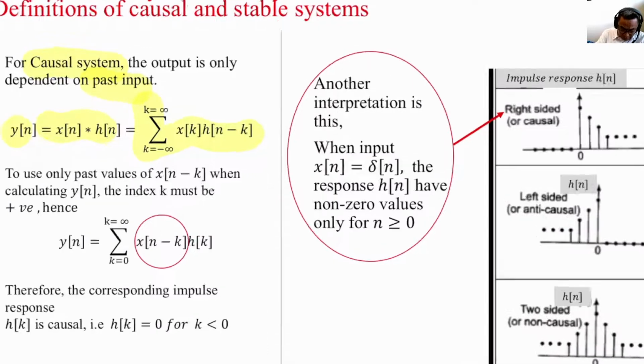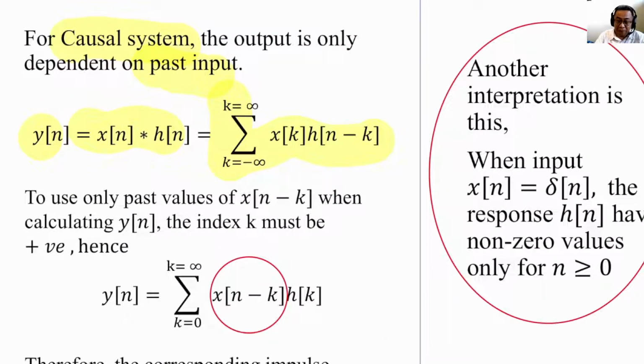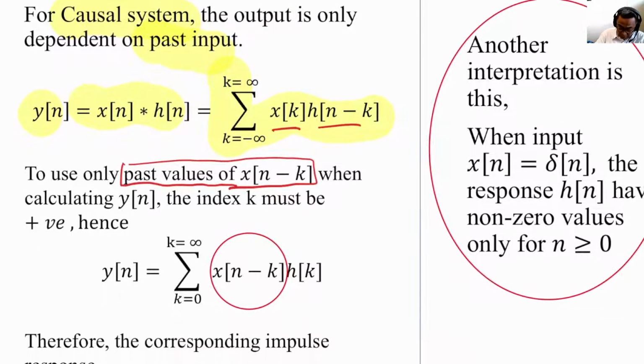then you realize that y of n is dependent on x of k, where k goes from minus infinity to infinity. It's trying to look at all the inputs, and if we are restricted to use only past values of x of n, then it must be using x of n minus k. So never mind, let's shift this equation around. X convolved with h of n is the same as h of n convolved with x of n. So now we're writing it in this form.